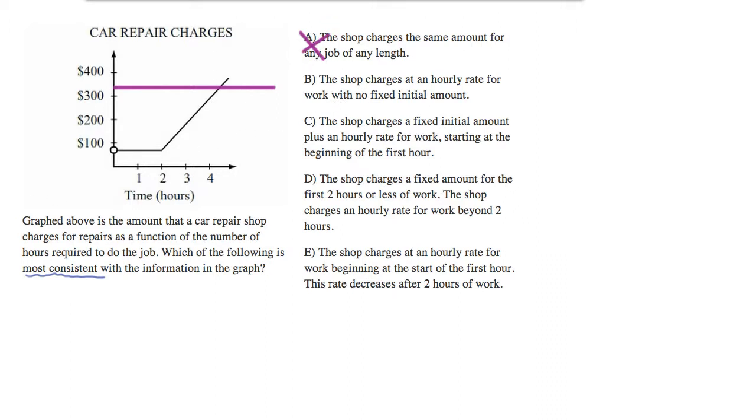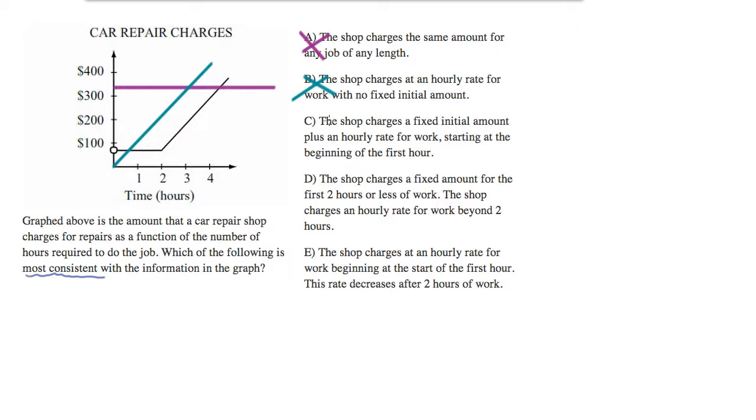B says the shop charges an hourly rate for work with no fixed initial amount. Well, if that were the case, there would be no kink, right? If it were simply proportional to hourly work, you'd expect to see something like the following. And that's not the case, so B is out.